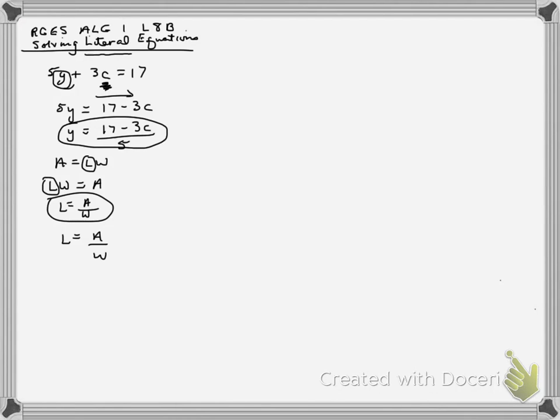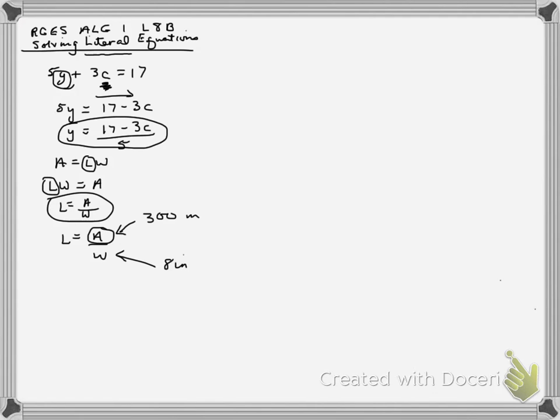It says the length, L, of a rectangle is given in terms of the area and the width. So if you want to find the length, you're going to take the area and divide by the width. And we want to know what is the length if the area is 300 and the width is 8. So I'm just going to substitute for the area 300 square inches, and I'm going to substitute for the W, or the width, 8 inches.